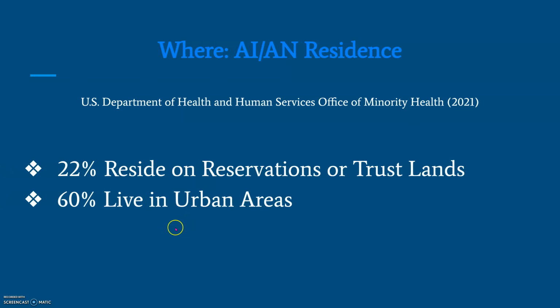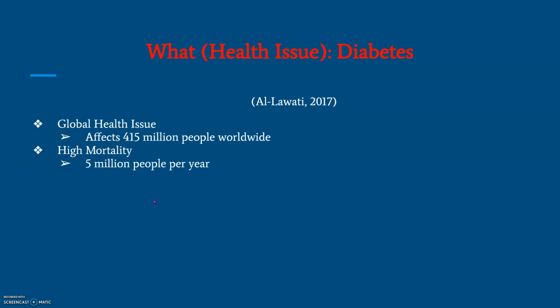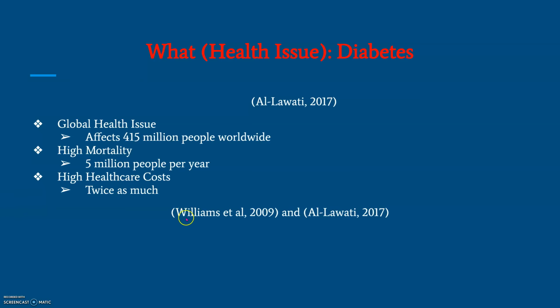22% reside on reservations or trust lands, 60% live in urban areas. And what is the health issue? It is diabetes. It's a global health issue. It affects 415 million people worldwide. High mortality rates, 5 million people per year. High healthcare costs, twice as much. Devastating effects, multiple health complications. Next slide.